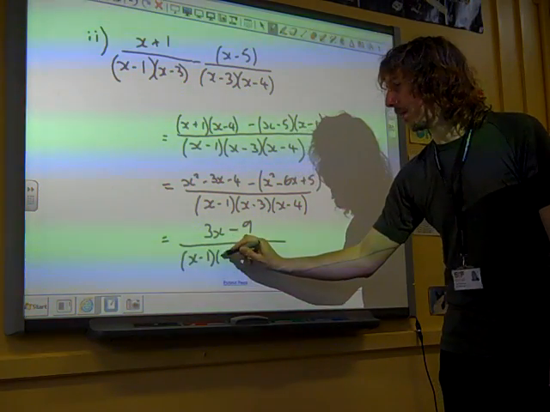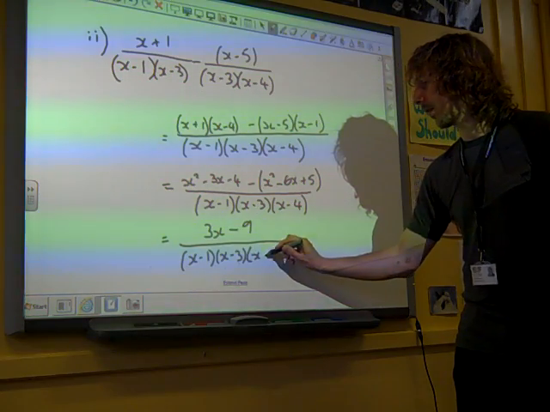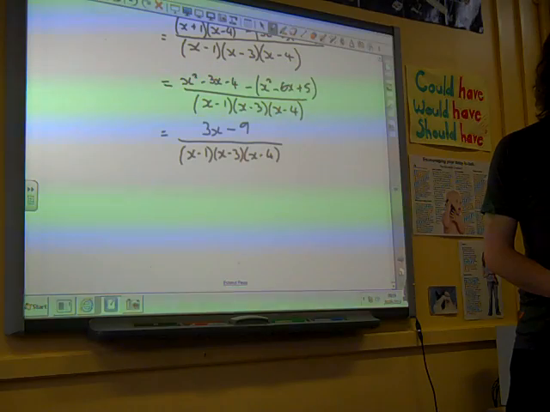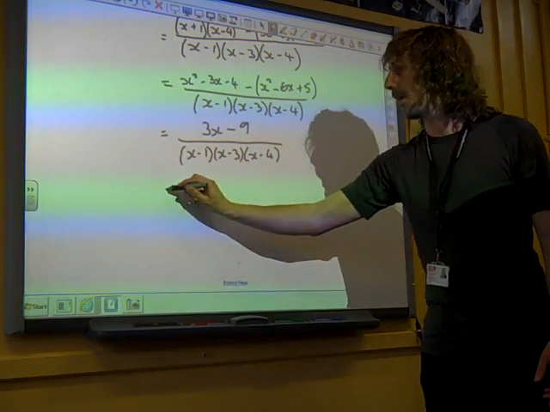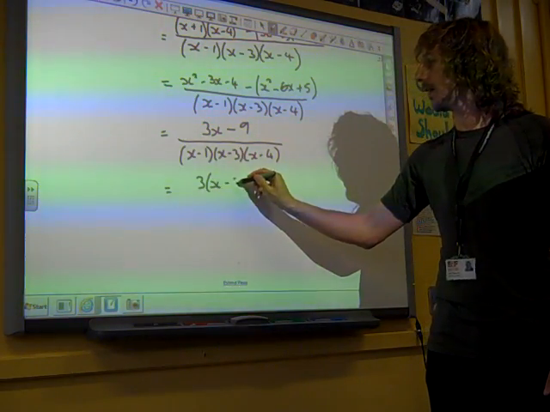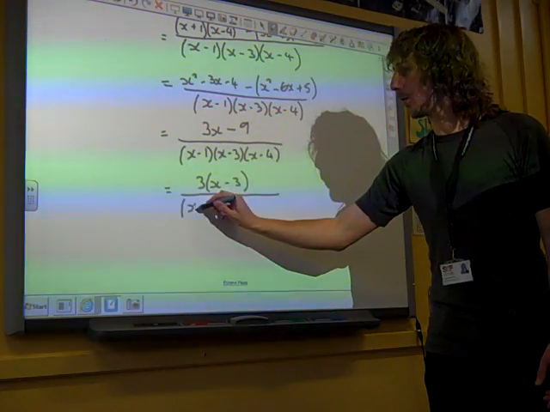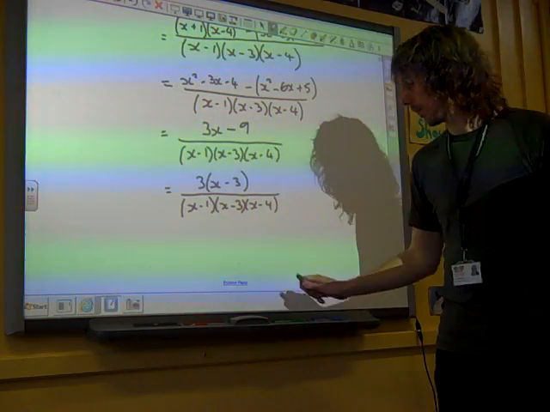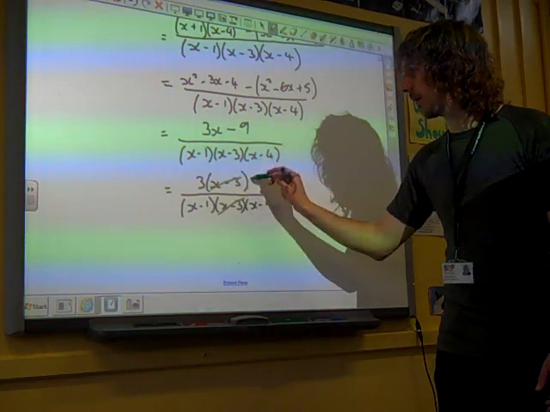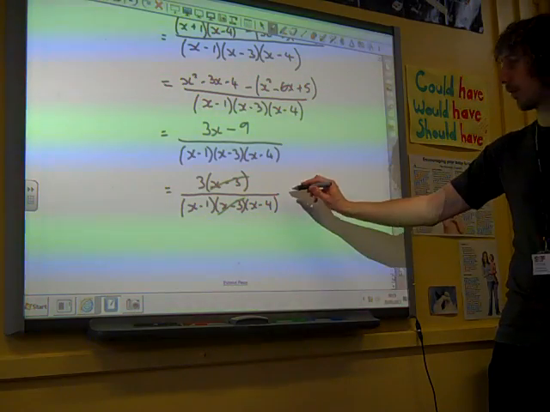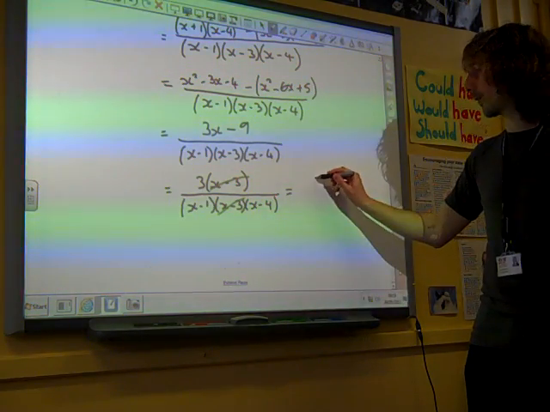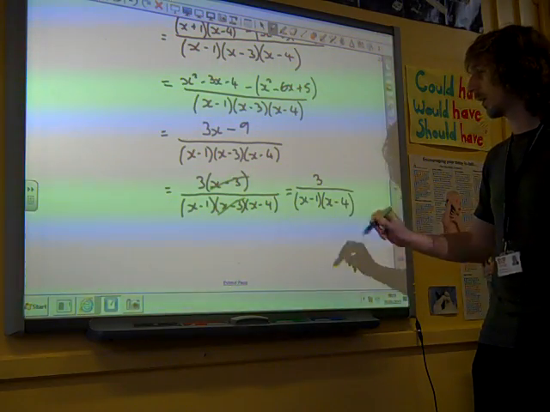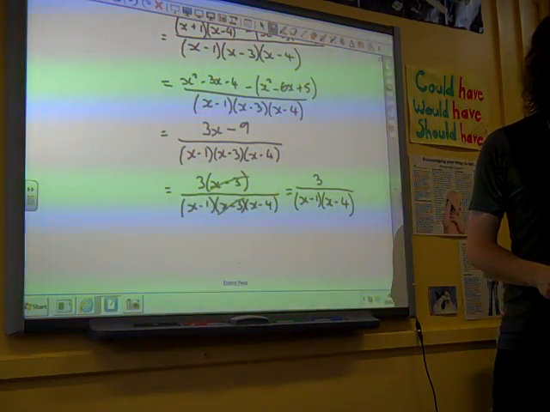And this is quite a nice moment, isn't it, when you realise that there is another stage of something quite nice going to happen here. Because if we factorise the top, it's 3 lots of x minus 3, which also appeared as a factor in the bottom. So this time, the x minus 3 cancels out, and we're left with 3 over (x minus 1)(x minus 4). And that's that.